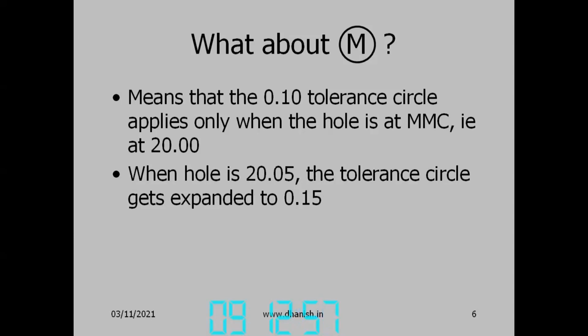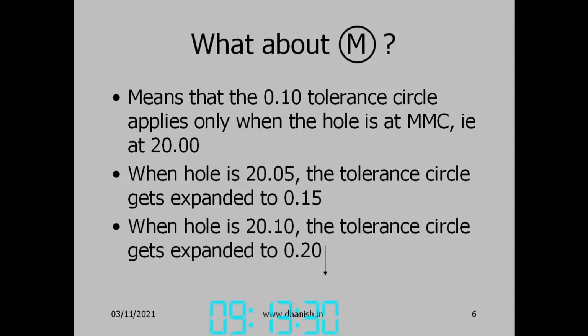Okay, so this is a little confusing system, but once you understand it, it is simple. So the 0.1 tolerance applies when the hole is at its maximum material condition. When the hole is bigger, that means you can have some more play, more play for the mating component to enter. So whatever that play is, that gets added to the position tolerance.